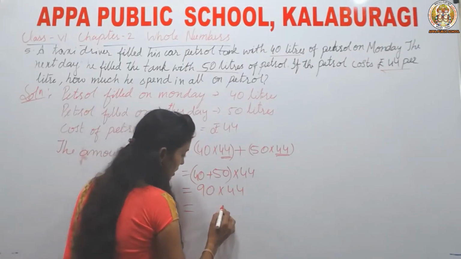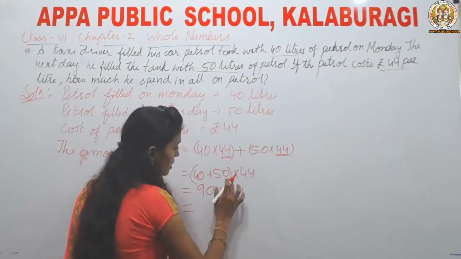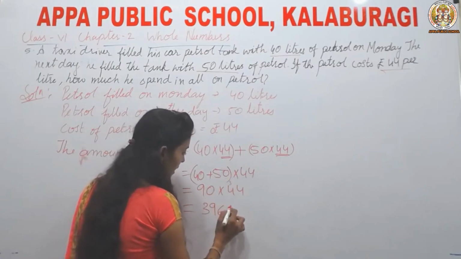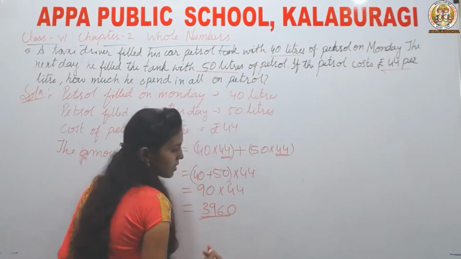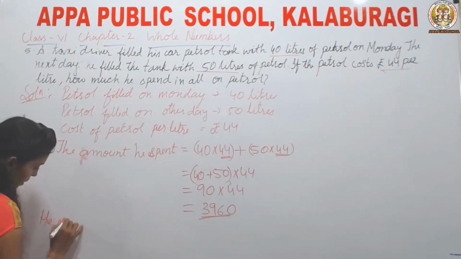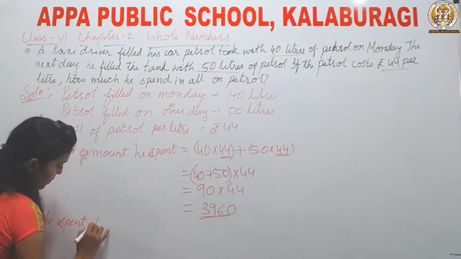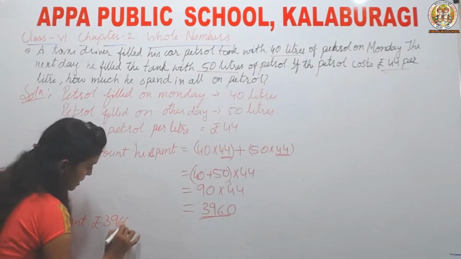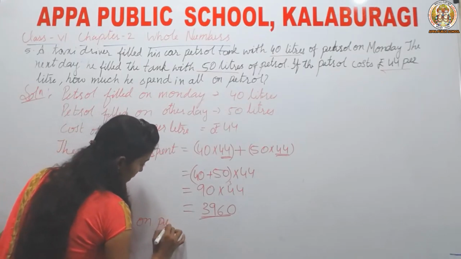Multiply: 9 4s are 36, 3 carries, 9 4s are 36 plus 3, 39, and this 0 as it is. So therefore, he spent rupees 3,960 on petrol.